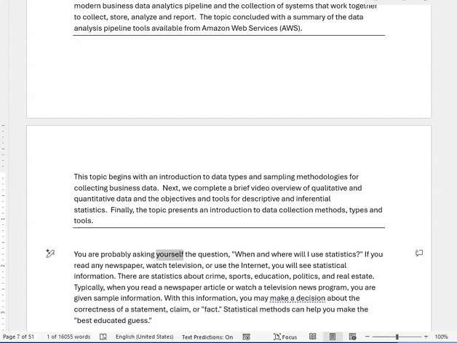You're probably asking yourself the question, when and where will I use statistics? If you read any newspaper, watch television, or use the internet, you will see statistical information. There are statistics about crime, sports, education, politics, and real estate. Typically, when you read a newspaper article or watch a television news program, you are given sample information. With this information, you may make a decision about the correctness of a statement, claim, or fact. Statistical methods can help you make the best educated guess.